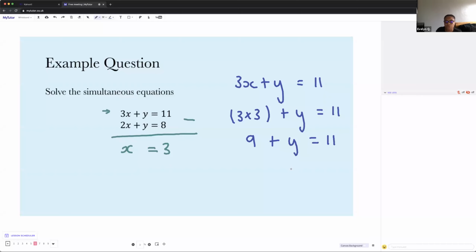And remember, to solve, you want to get y by itself. So I'm going to subtract 9 on both sides to get rid of that 9. So I'm going to have y equals, and then 11 minus 9, which is 2. So this would be our answer. X equals 3 and y equals 2.